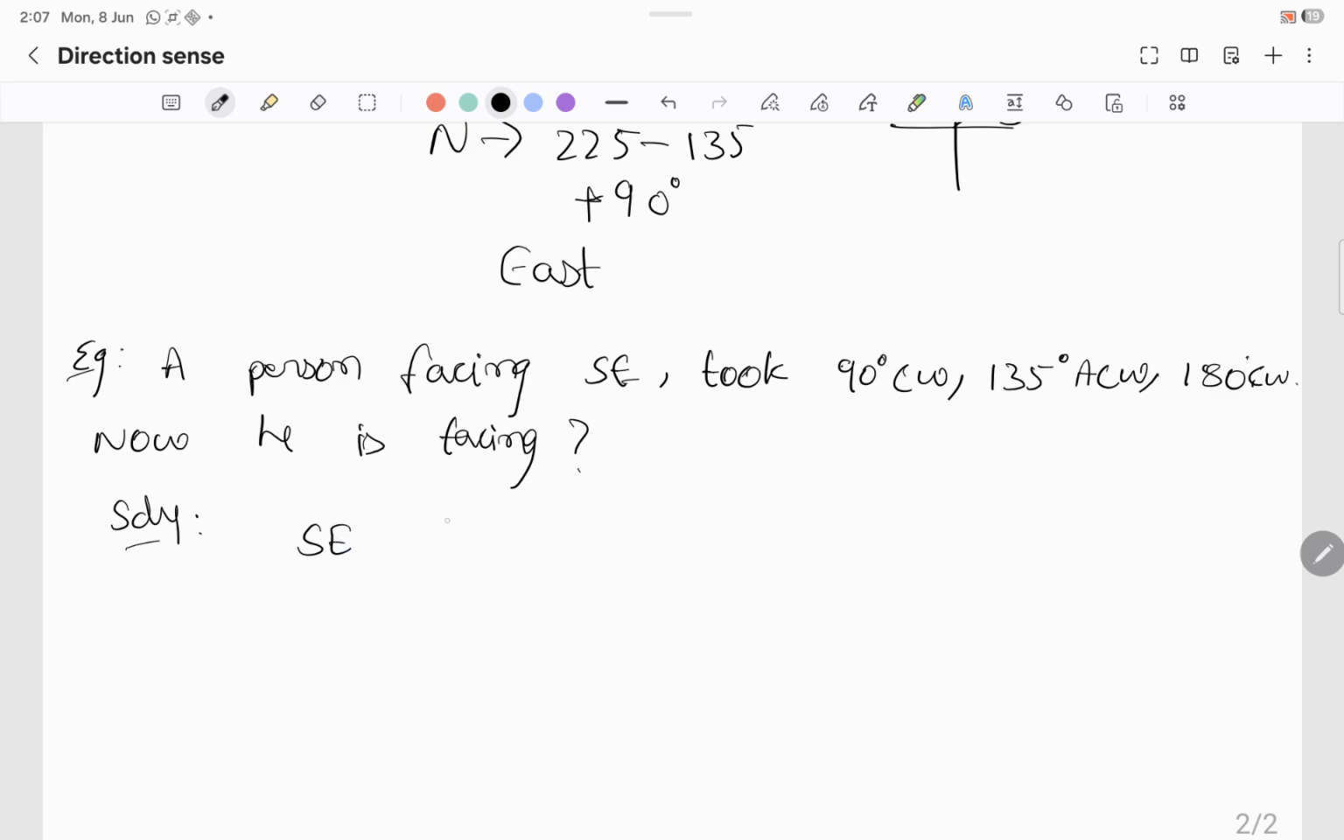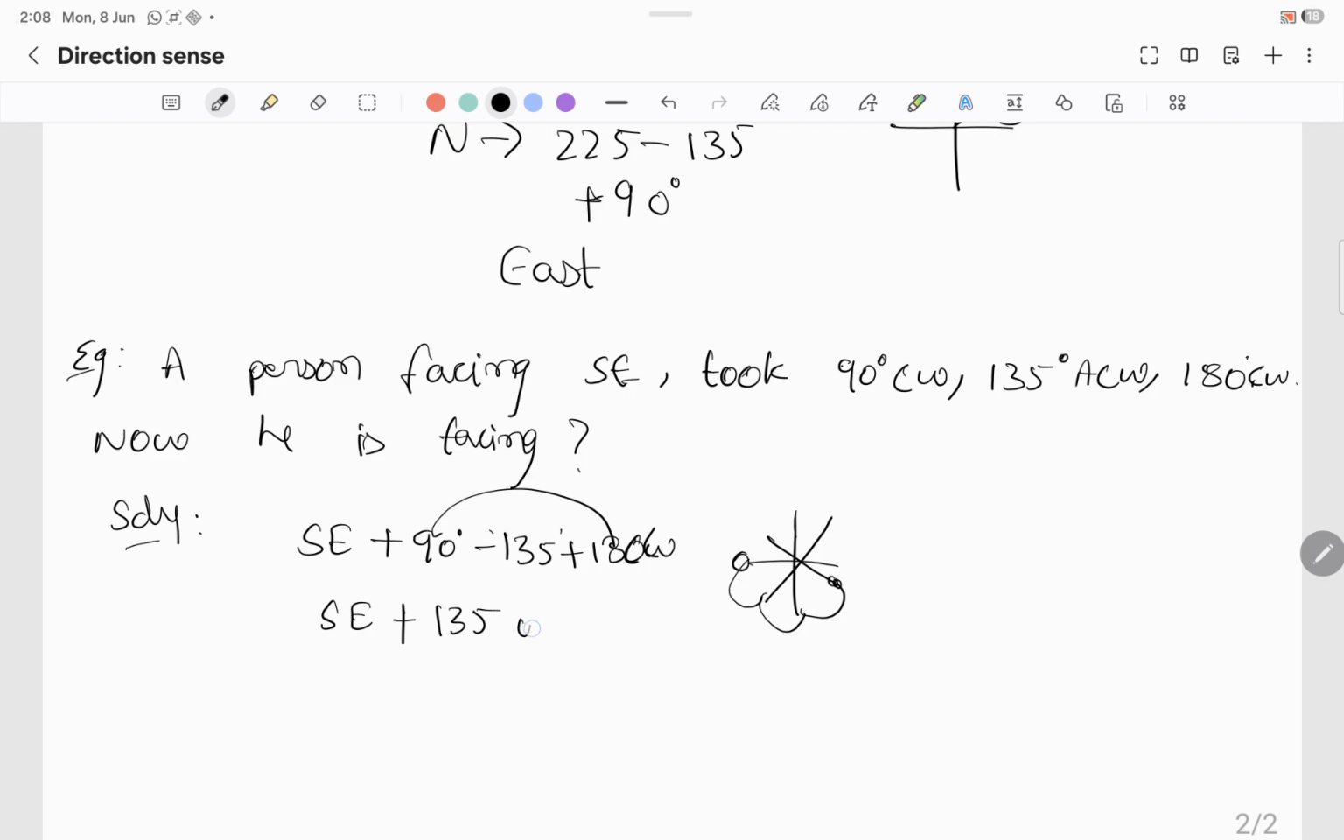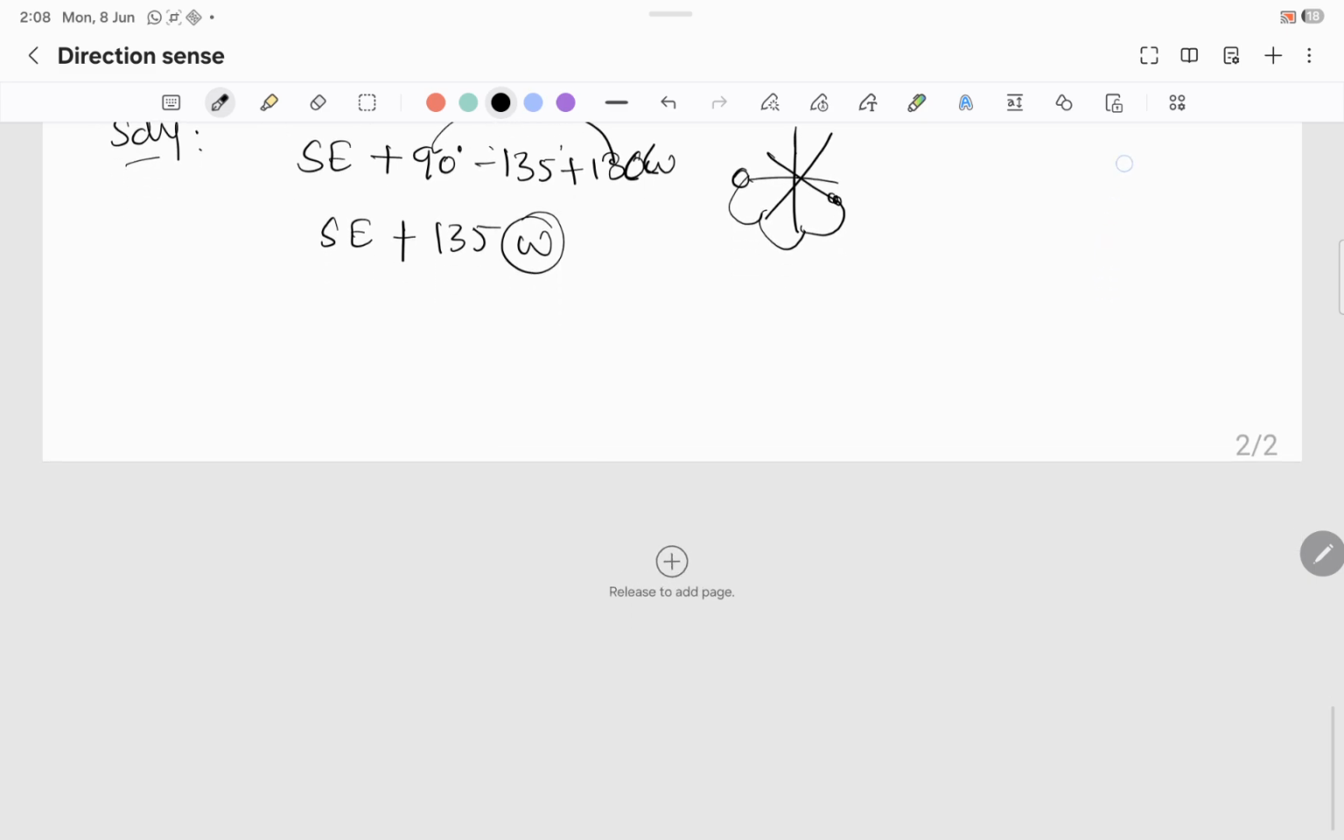Facing southeast. He covered 90 degrees clockwise. Clockwise indicates plus. 135 degrees anti-clockwise indicates minus. Then again 180 degrees clockwise. So southeast, 90 and 180 is 270. 270 minus 135, 135. So from southeast, 135 degrees clockwise. Positive or negative? Positive. 1, 2, 3. It will be west. Hope you understood. Angle based questions will be this type.